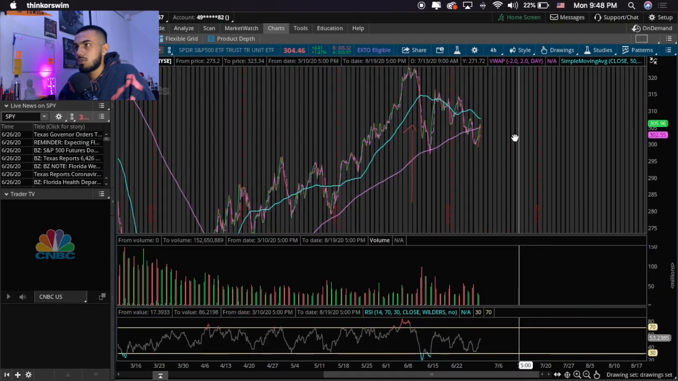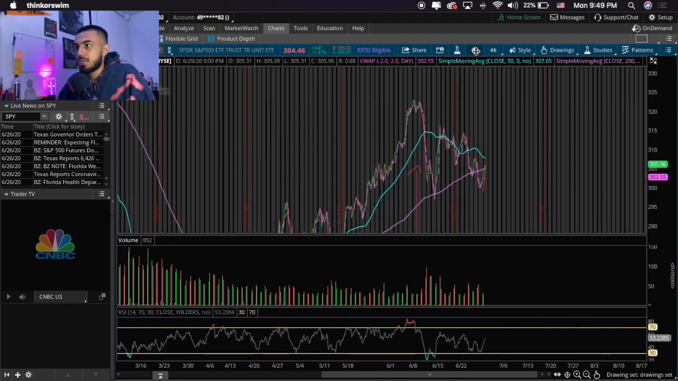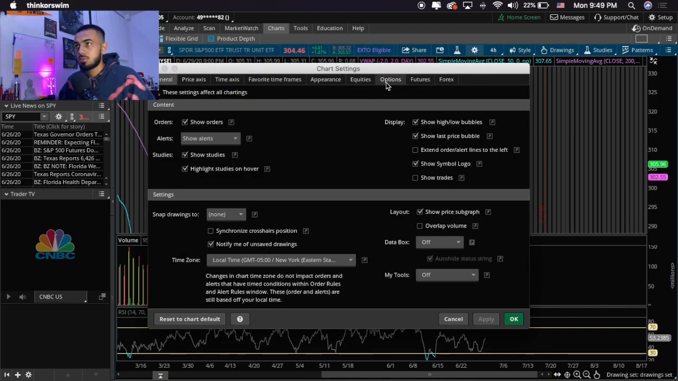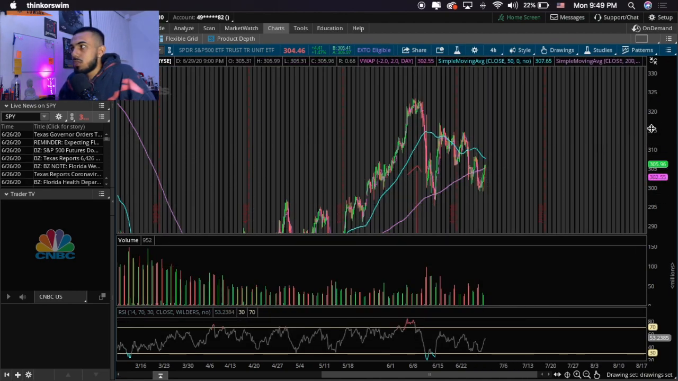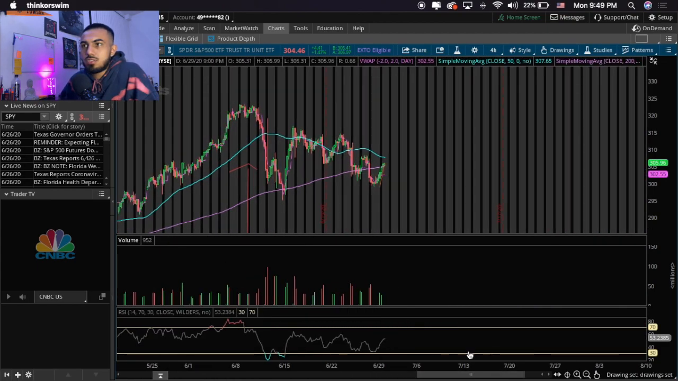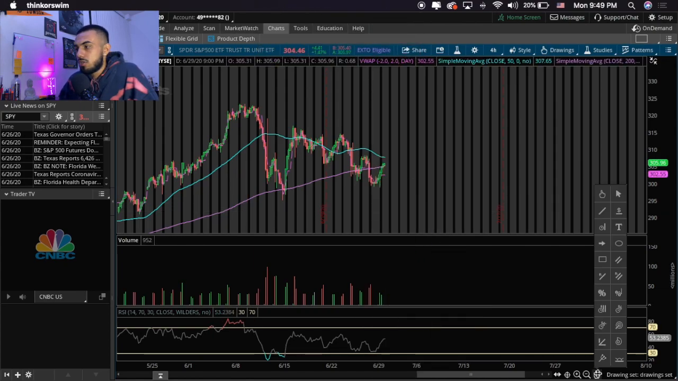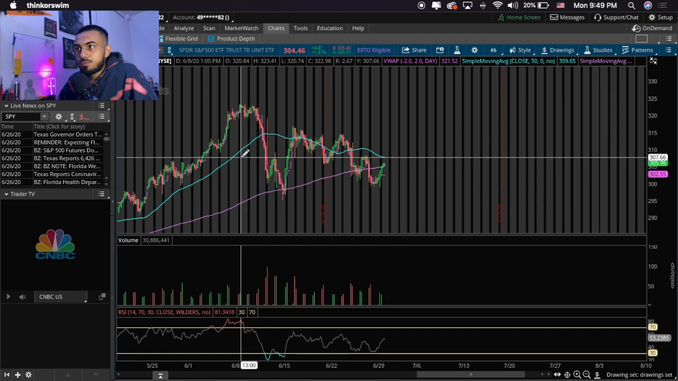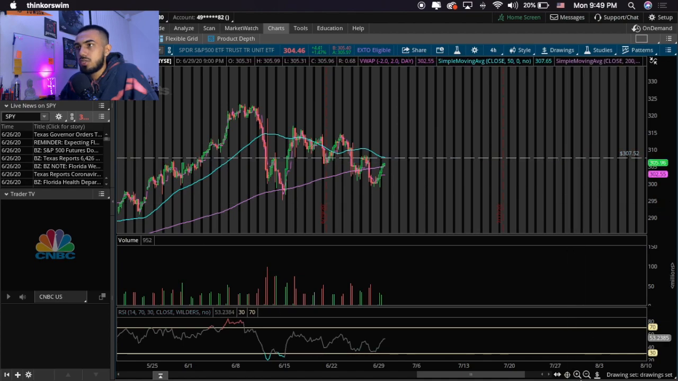Okay, you can see, I'm going to change this back to candles. Appearance, candles. You can see a clear line of support and resistance here. Okay, let me remove these drawings. Okay, if you look here, this zone right here, this 307.52 area, right? This is a resistance area for SPY.